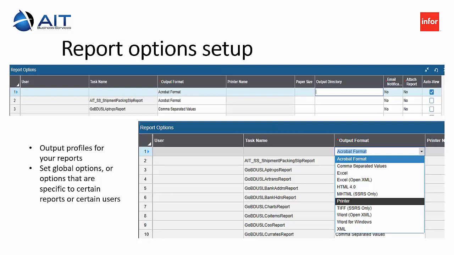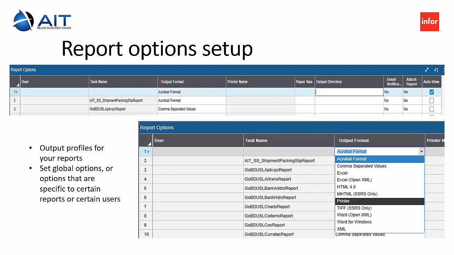You can choose options such as the desired output format and receive your reports in several different file types, such as a PDF or an Excel, or send them directly to a printer, as we mentioned before. If you would like these reports sent to your inbox or displayed in real time, you have that capability available to you via the options for email notification, attach report, and auto view.